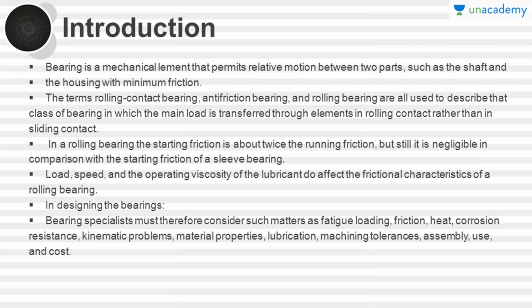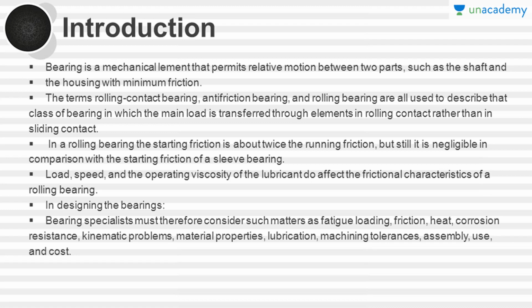The starting friction, which is the static friction, for these rolling contact bearings is twice the running friction, that is mu k and mu s, where mu k is the coefficient of kinetic friction and mu s is the coefficient of static friction. Their values are different, and here the mu k value, the coefficient of kinetic friction, is half of the coefficient of static friction. So this is a useful property of rolling contact bearings, as they provide anti-friction joints.